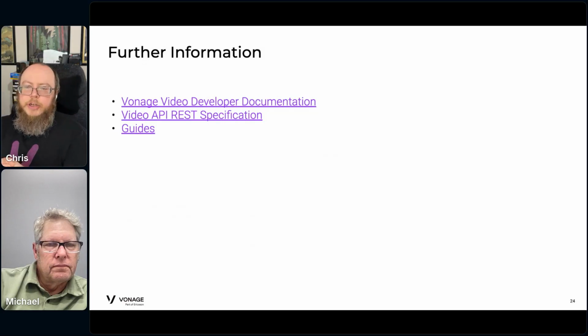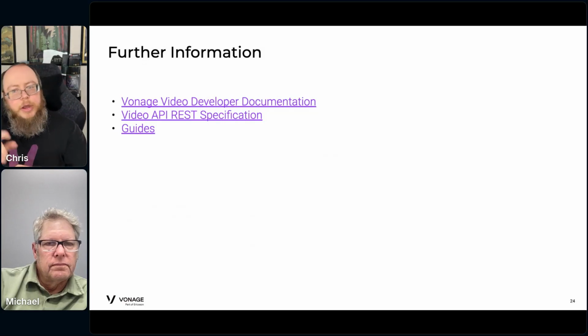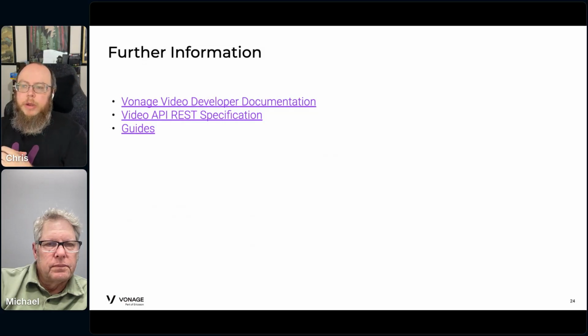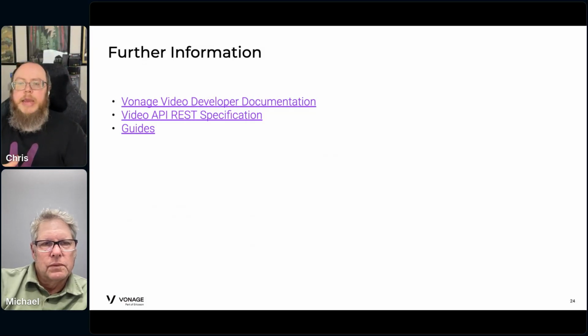So we do have documentation for all of this. If you go to developer.vonage.com, that's all of our main developer documentation. We have a video section. We will make sure that these slides get posted so you can click on these links later. But all this is also available through our REST API. So if you don't use our SDKs, you can manually call the initiate SIP and all of the voice API things directly through a REST API.